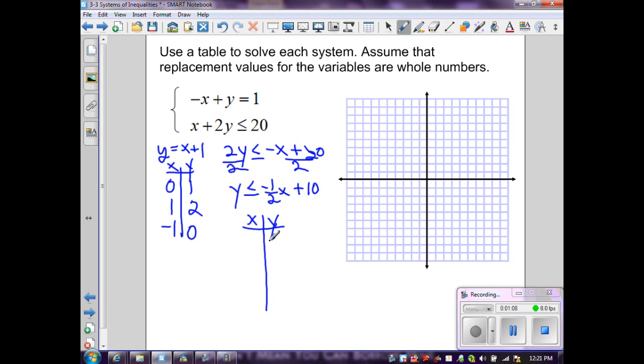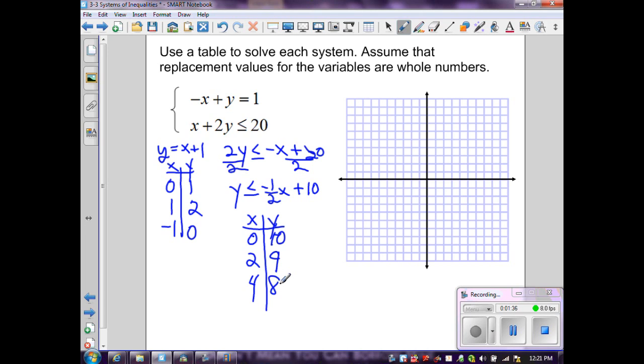X and y. I'm going to select 0. That's going to give me 10. I'm also going to choose 2. That's going to give me 2 times a negative 1 is a negative 2 over 2, which is a negative 1 plus 10, which is 9. And I'm going to choose 4. 4 times 1 is a negative 4 over 2, which is a negative 2 plus 10, which is 8.